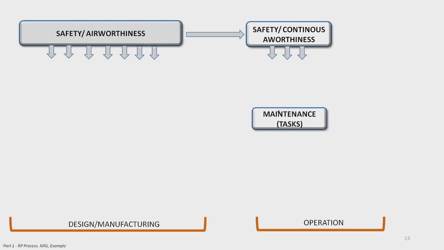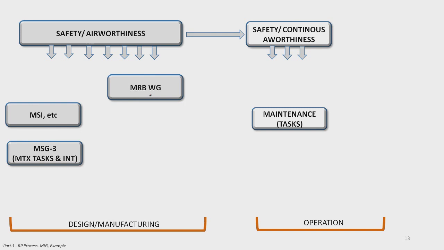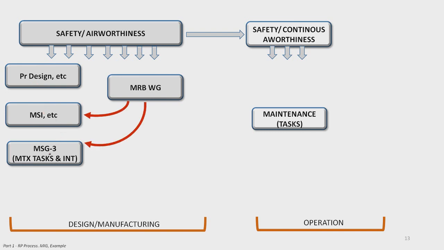Here is the maintenance task on the operator side. Now, a quick question for you: where do these tasks come from? The answer is from the manufacturer side and a group called the Maintenance Review Board Working Group. The MRB working group takes the MSI, Maintenance Significant Item, which is based on product design, ATA system, subsystem, etc., and applies MSG-3 logic, Maintenance Steering Group 3 analysis, to determine maintenance tasks and intervals.